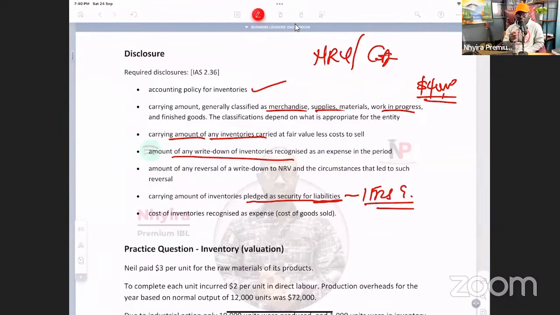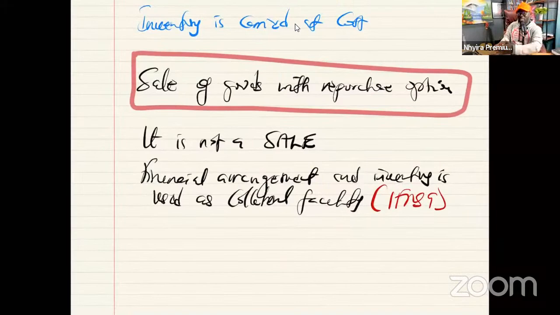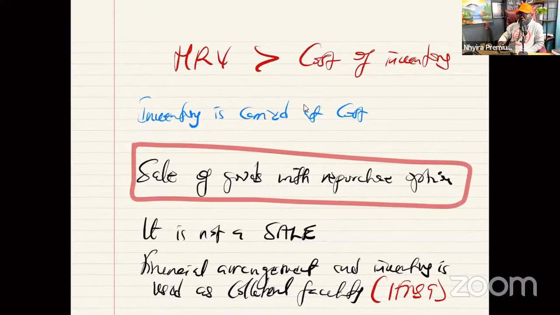So if there is any inventory involved in such a transaction, a sale of goods with a repurchase option, because it is not a sale and we still have to account for the inventory in our books as though it is ours, IAS 2 requires that you make a disclosure in the notes about the goods in question, which you have used as a collateral facility in order to obtain a loan from the lender. So that is the issue about that kind of arrangement or scenario.